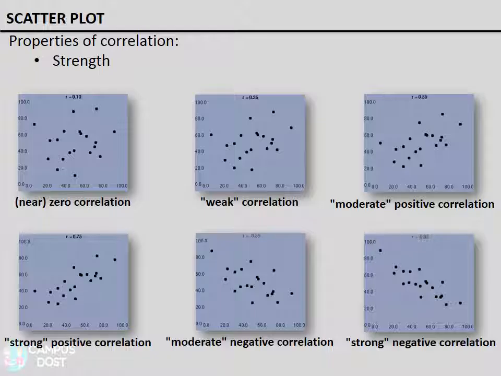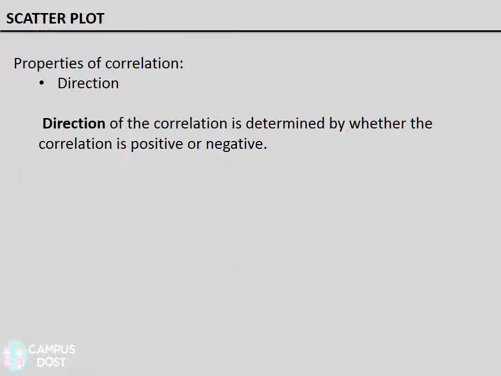First, let's discuss the strength of the correlation. The strength of correlation can be defined by various types, which are zero correlation, weak correlation, moderate positive correlation, strong positive correlation, moderate negative correlation, and strong negative correlation. Next is direction. The direction of the correlation is determined by whether the correlation is positive or negative.